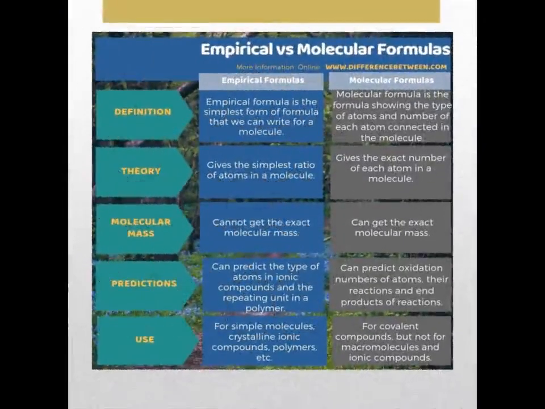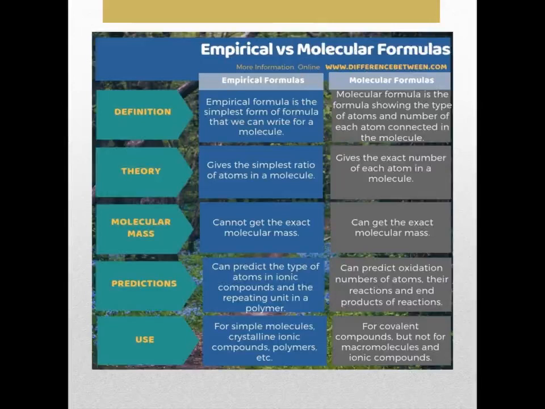Now, let us see what is the difference between empirical formula and molecular formula. What is the definition for empirical formula? Empirical formula is the simplest form of formula that we can write for a molecule. What is molecular formula? Molecular formula is the formula showing the type of atoms and the number of each atom connected in the molecule.